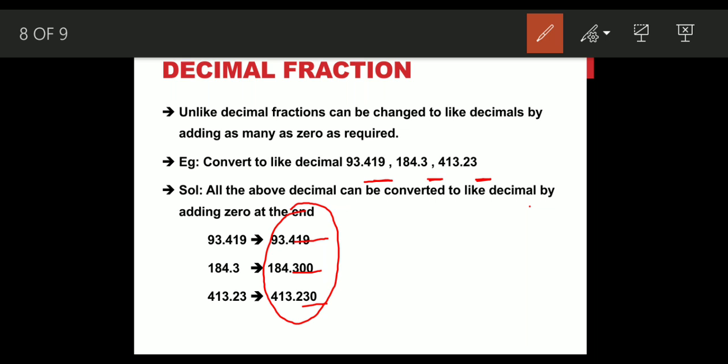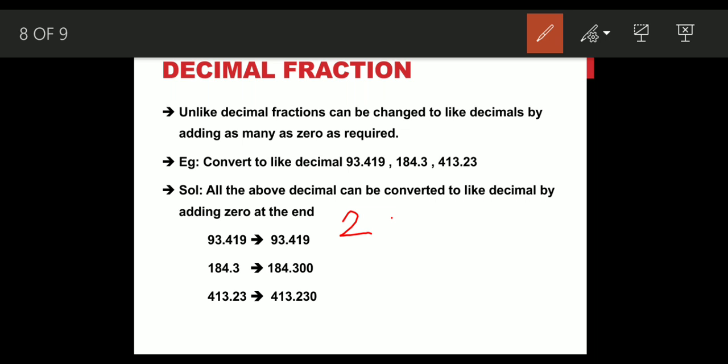Understood? See here in this question everything was different, because in the first one I had 3 places after the decimal point, here I had only 1, here I had only 2. But if you see after inserting 0, after the decimal point, all the numbers have 3 places. Okay, so simple. You don't need to multiply, you don't need to add, you don't need to use any formulas. Just put 0. Find out how many zeros I should put and put that many 0s. That's more than enough. Understood? So let me give you some more examples.